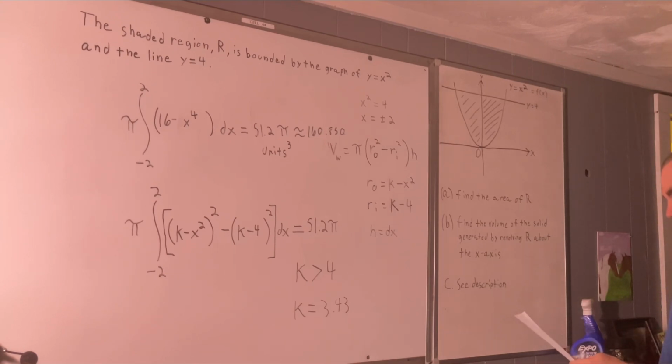All right, so that's it. That's part A, B, and C of question 2 on the 1999 AP Calculus AB exam. Hope you enjoyed that, and we'll see you next time.